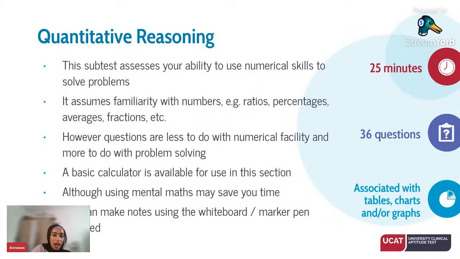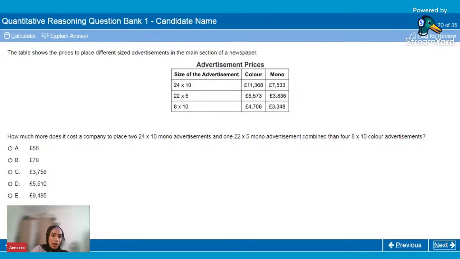And again, you've got a whiteboard or marker pen or pen and paper, which may be useful for you when you're doing the quantitative reasoning section. And this is an example of what the screen might look like. You've got a calculator button in the top left, and obviously you've got your question on the screen.